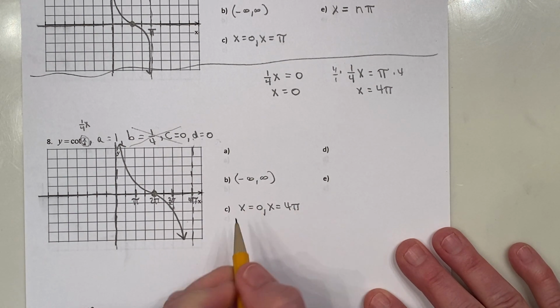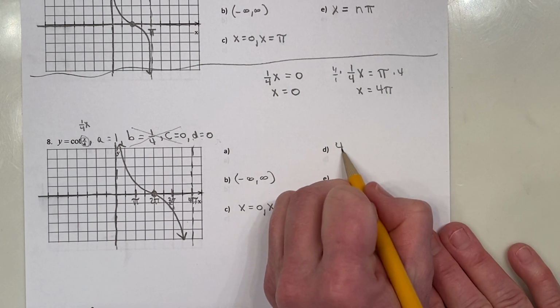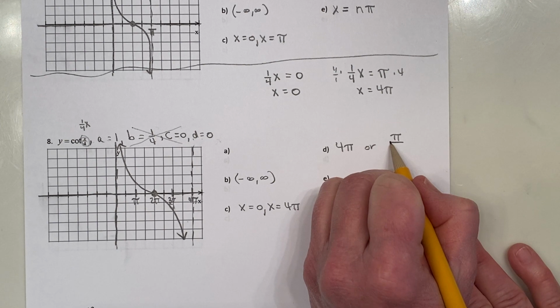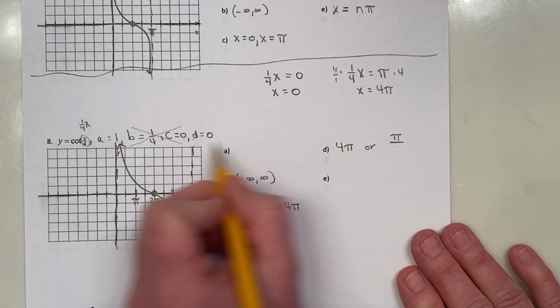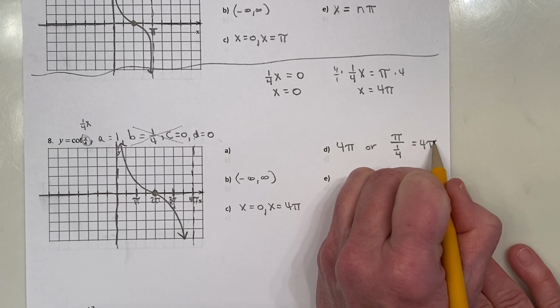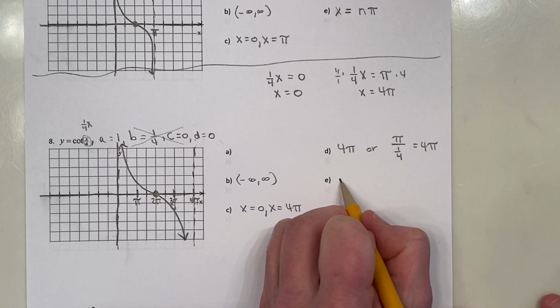And the period is going to be the difference of these two, so that's 4 pi. Or remember, we would take pi for cotangent and tangent and divide by b, and our b was 1/4, but that would give us 4 pi. Just kind of a built-in check process.